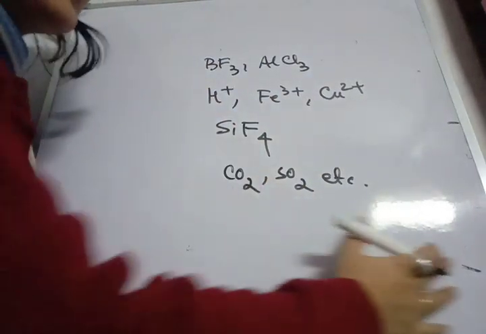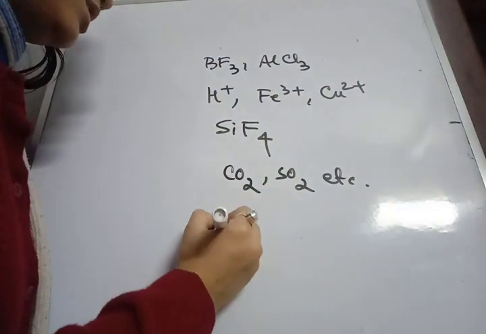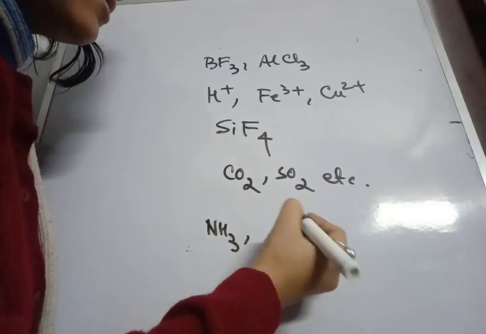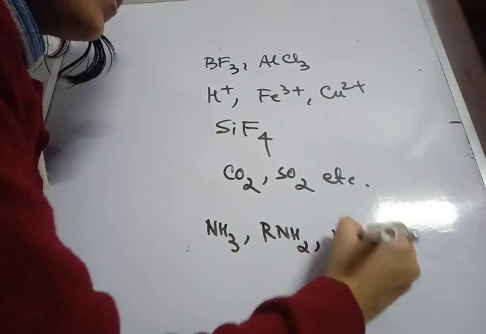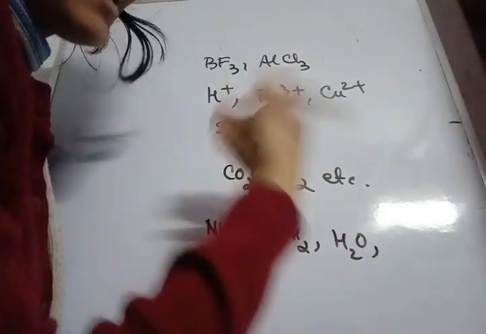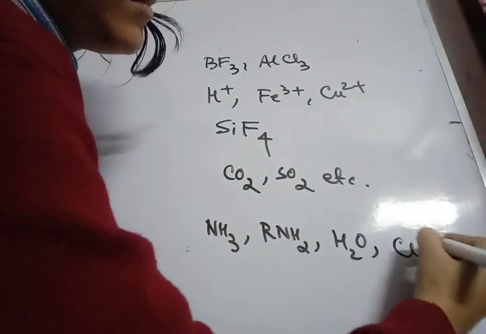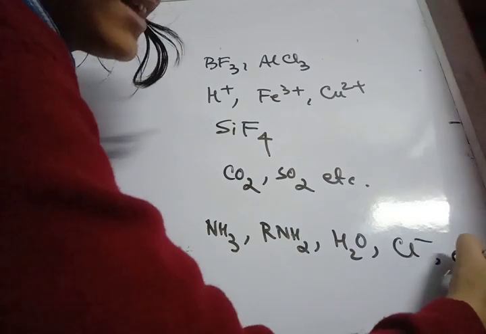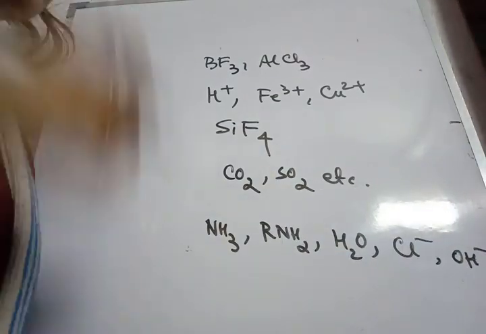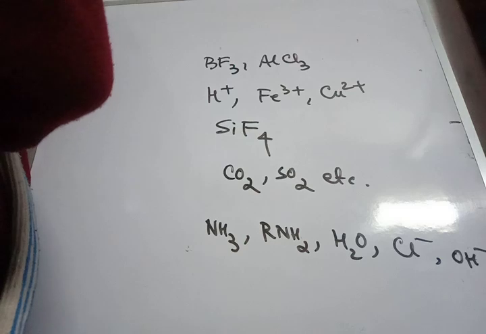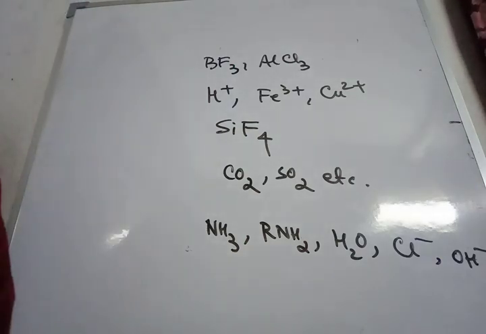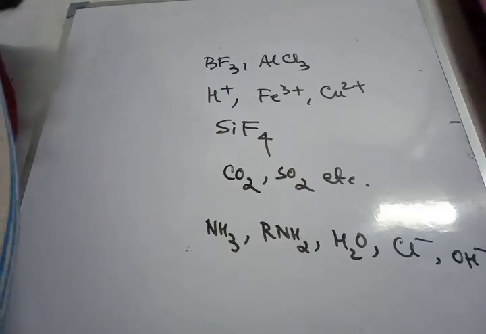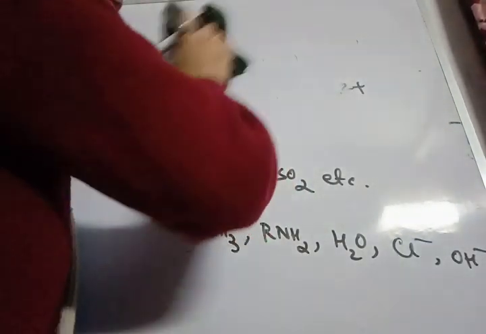And Lewis bases, we have neutral molecules like NH3, primary amines like RNH2, these are the amines, water, these are the neutral molecules, and anionic species like all halides, hydroxide, etc. Okay, now in case of the Lewis concept, acid-base neutralization will result in the formation of coordinate bonds. I'll be showing you by an example.